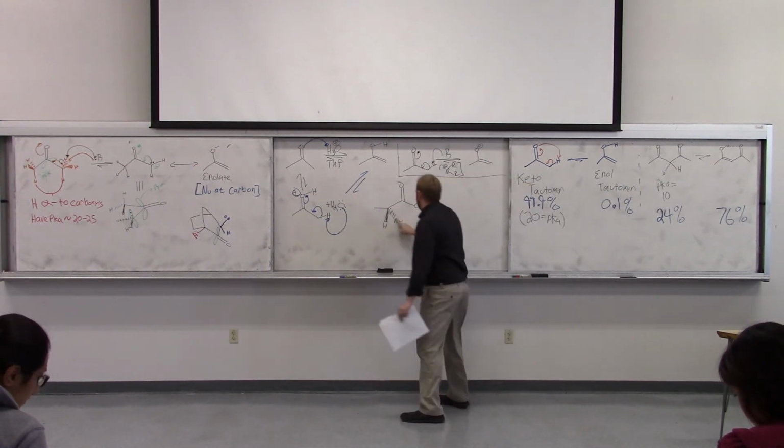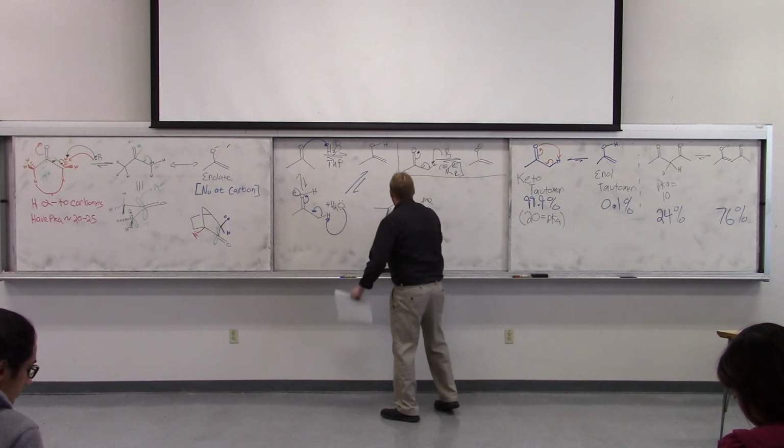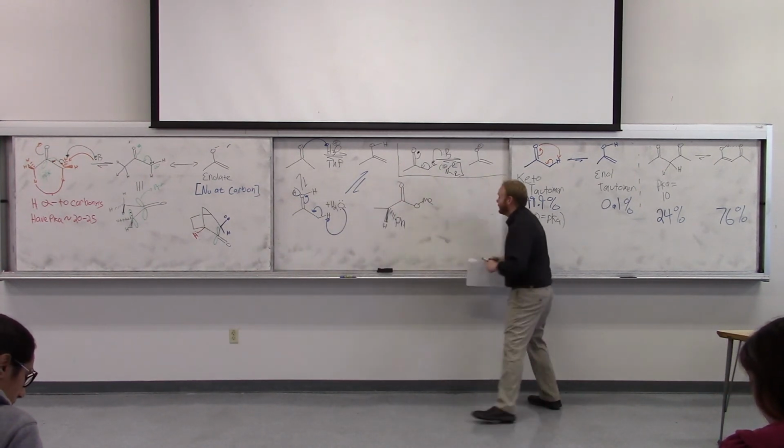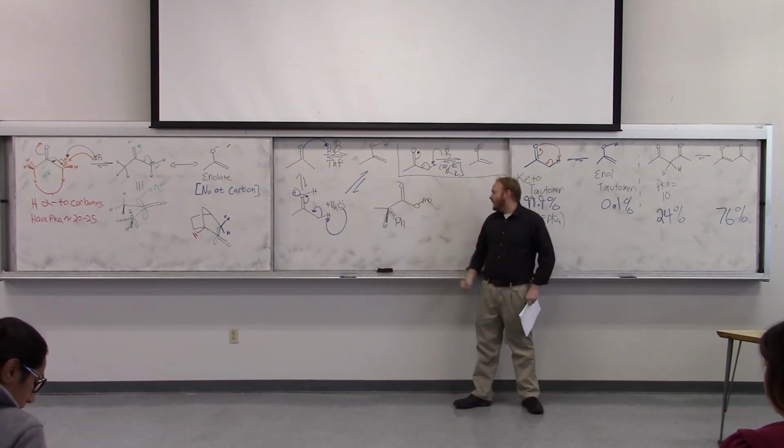Oh, that's not chiral, that's two methyl groups. Here we go. So this is a chiral alpha hydrogen.